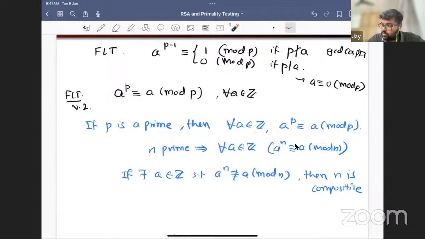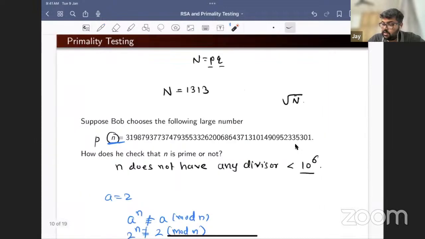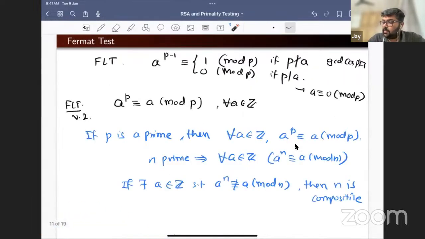But suppose this is not true, then certainly n is not prime. So if this is a large number and we raise 2 to the power n, and 2 power n does not give us back 2 modulo this number n, that means n is not prime, because if it were prime, by Fermat's little theorem, it should give us 2. So one test is by Fermat, this is called Fermat's test, which is this.